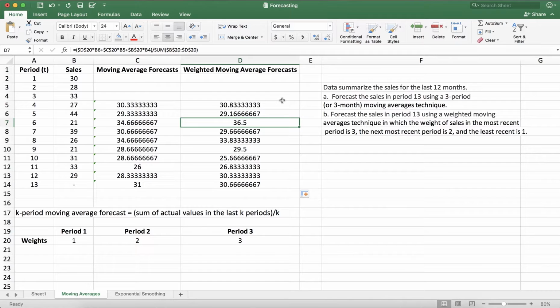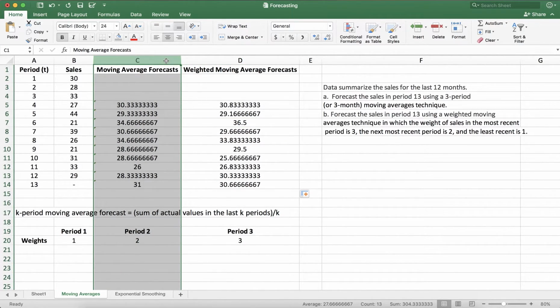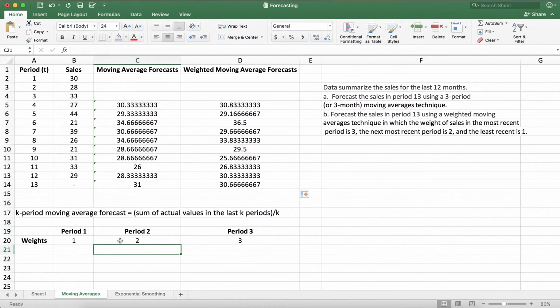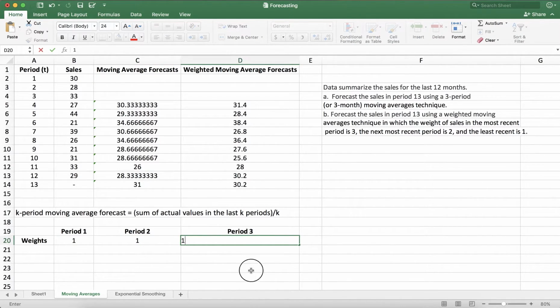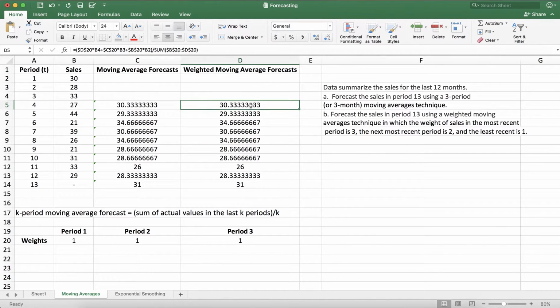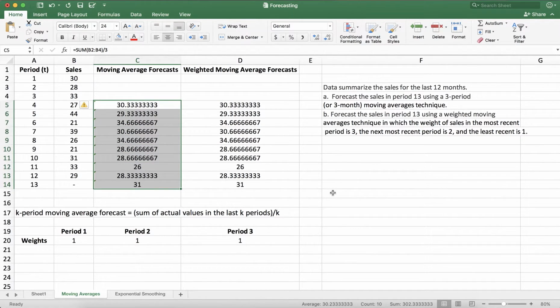Okay? So, as I said earlier, the simple moving averages technique is a special version of the weighted moving averages technique. And what I mean by that is basically the simple moving averages technique is a type of weighted moving averages technique in which all the weights are equal to each other. Okay? So what I mean is, let's say that all the weights are equal to each other, let's say this is 1 instead of 2, and this is 1 instead of 3, let's see what happens. What happened is all of these forecasts are equal to the simple moving averages forecasts.